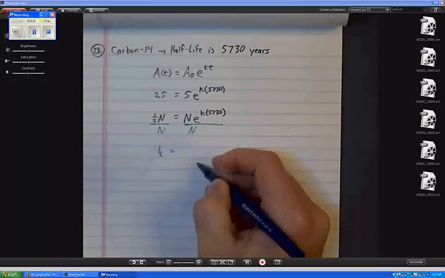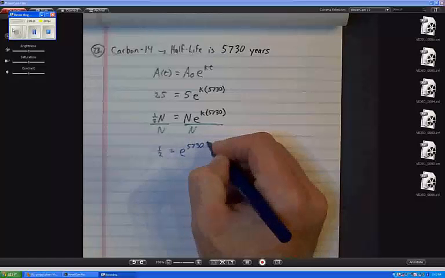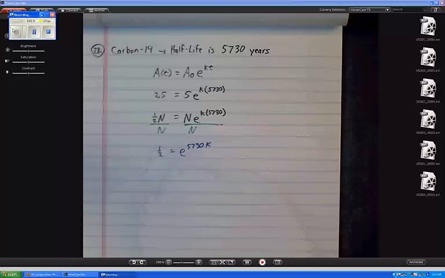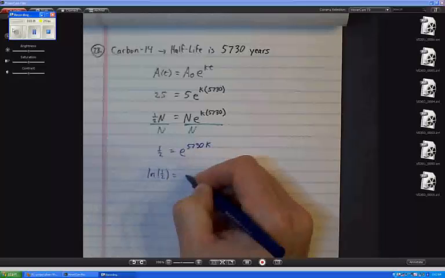So I get 1/2 equals e to the 5730k. Mitch, you with me? You're awake today, which is good. You know what to do next. So now we take the natural log. Natural log of 1/2 is 5730k.